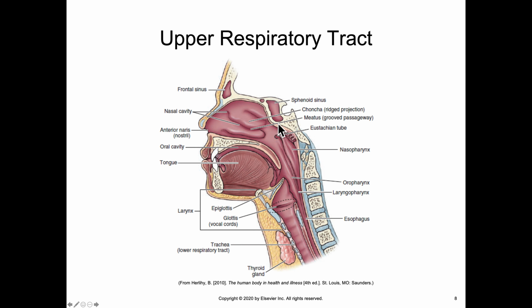We can talk about, so the region from the nose up until the larynx is the pharynx. It's your throat. It is divided into three portions: the nasopharynx, the oropharynx, and the laryngopharynx. So from nasal cavity to right at the larynx, you have the pharynx, your throat.